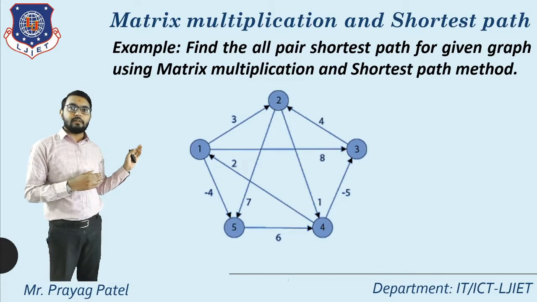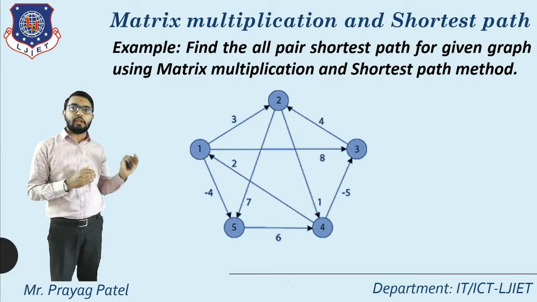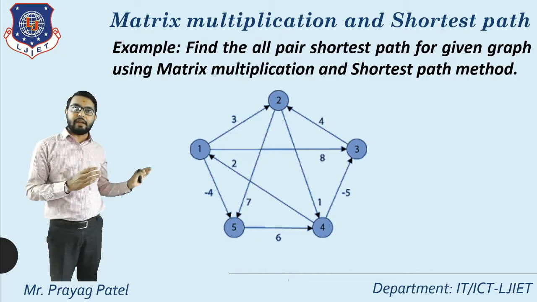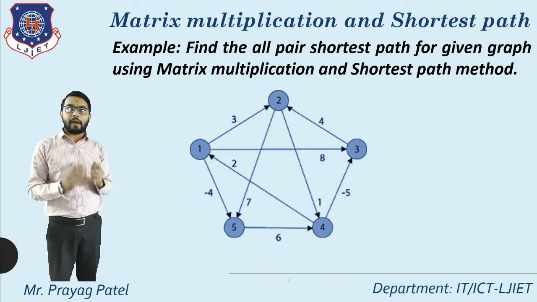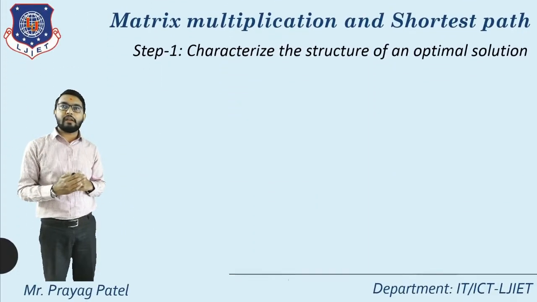Now here say this figure represents one graph. In this graph there are total 5 nodes, node number 1, 2, 3, 4 and 5. Now here each and every edge represents some weight. So here consider weights as 3, 4, 2, 8, 7, minus 4, 1, minus 5 and 6 like this. So if you want to find the distance from 1 to 2, then 1 to 3, then 1 to 4, then 1 to 5. Same way you can find the distance from 2 to 1, 2 to 3, 2 to 4, 2 to 5 like this. So how can we solve this?